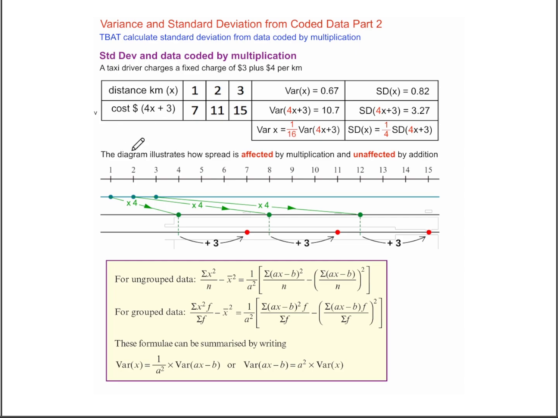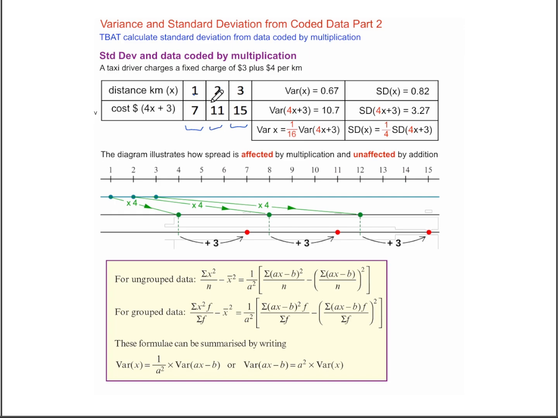This is the final part where we are looking at the variance and standard deviation of coded data that comes from multiplication. So suppose this example where a taxi driver charges a fixed charge of $3 plus $4 per kilometer. So if they travel X kilometers, the cost will be 4 times X plus $3, which is fixed. And that's the data points that you get, 7, 11, and 15 for the X's of 1, 2, and 3, the distances of 1, 2, and 3.